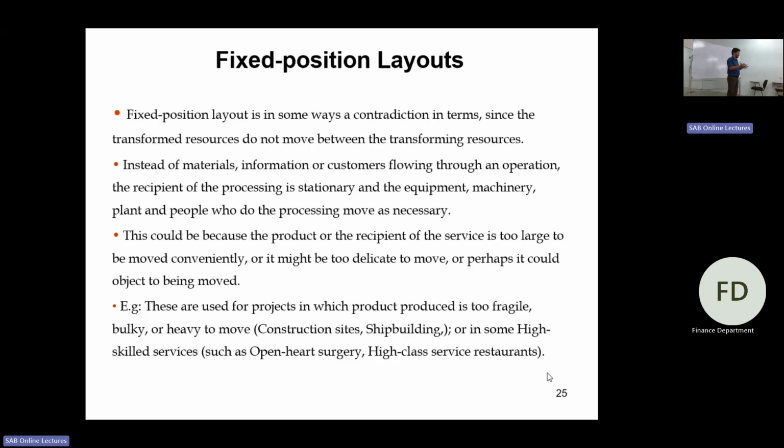If position is fixed, so what happens then in the layout? Different machines, different resources, equipment, labor taken to the product and do the processing there, right? And that is the arrangement. And that type of layout we call fixed position layout.